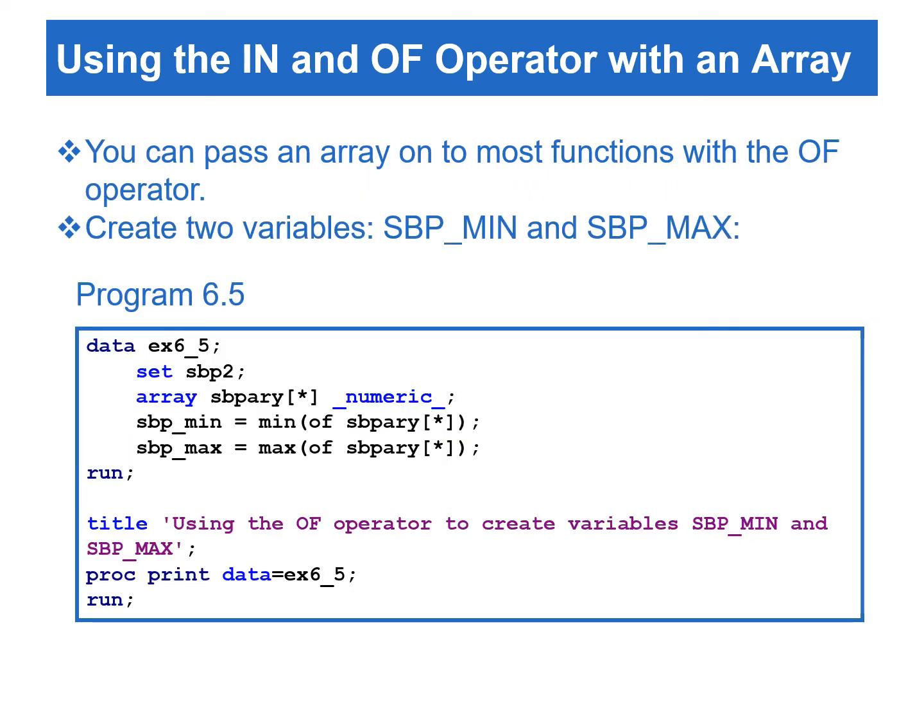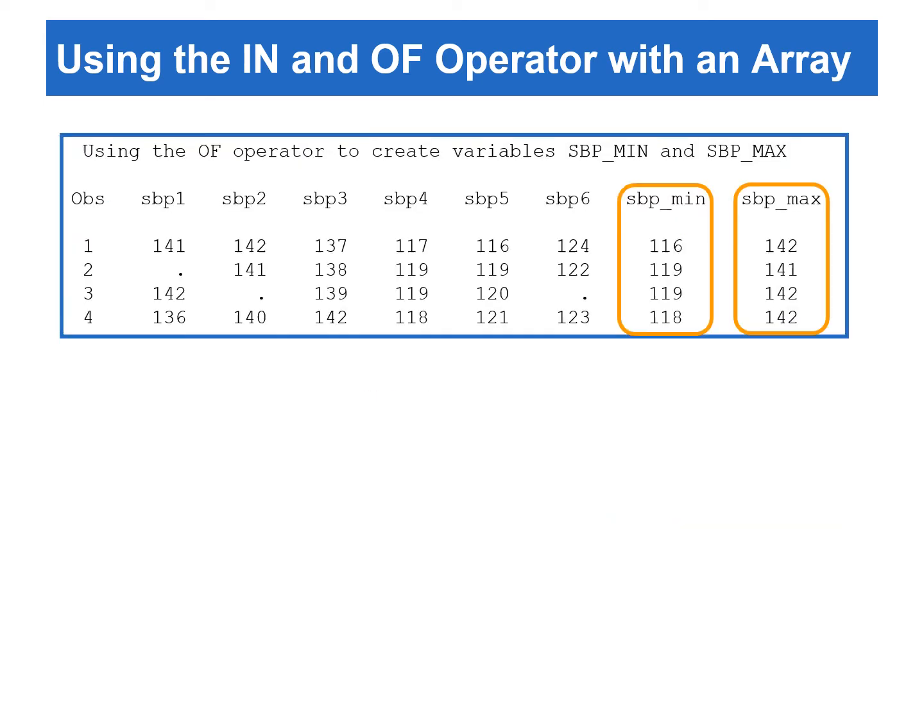We can pass an array on to most functions with the of operator. Suppose that we would like to create two variables, SBP min and SBP max, that contain the minimum and maximum SBP values for each person. We can use the min and max function with the of operator to accomplish this task, like in program 6.5. Please keep in mind that we need to use an asterisk as the subscript within the function. Here's the printed output from the previous program.